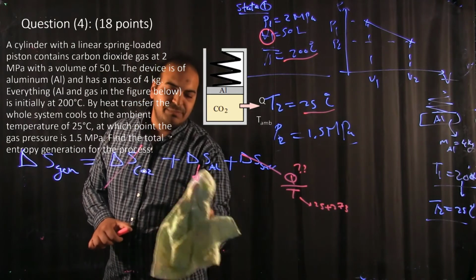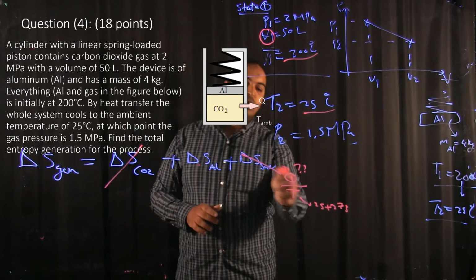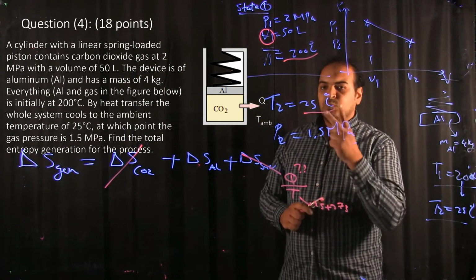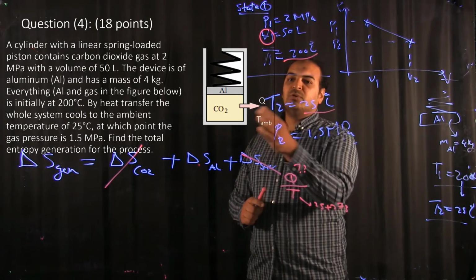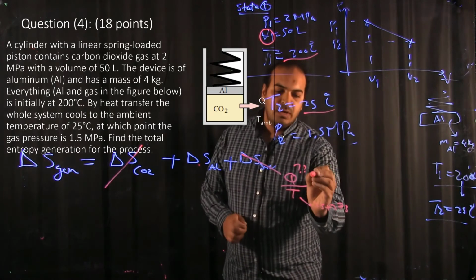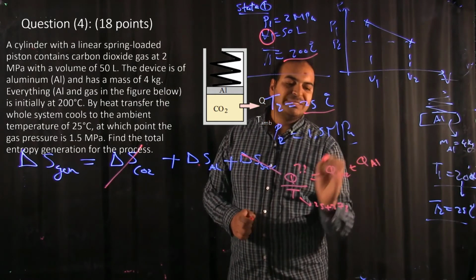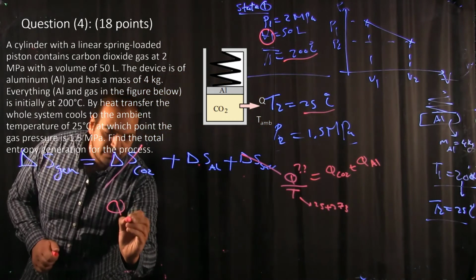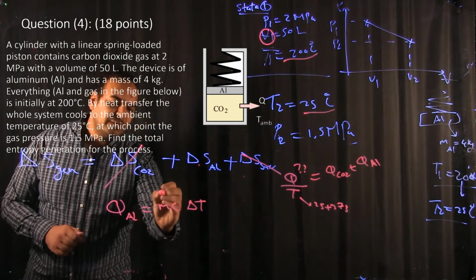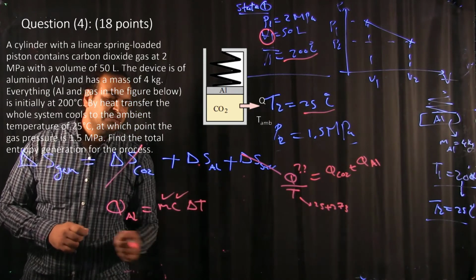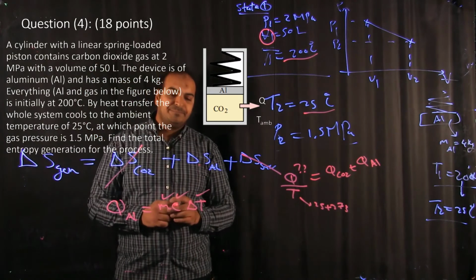The last one is a little bit harder. The equation is so simple, but it's a little bit harder. How? Q. Now we have two heat rejections here, heat from the carbon dioxide and aluminium. So this Q is two Q's, Q CO2 plus Q aluminium. Q aluminium is so simple. It's MC delta T. Mass of aluminium 4 kilograms, C aluminium 930 joule per kilogram Kelvin, delta T 200 minus 25. Delta T is okay.